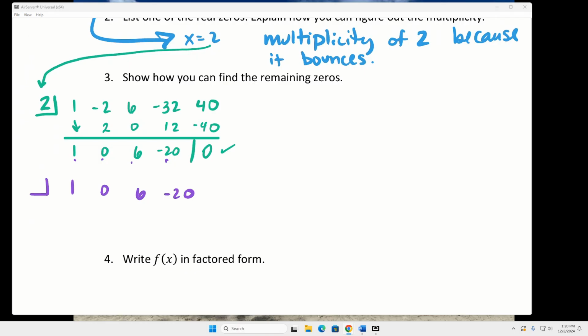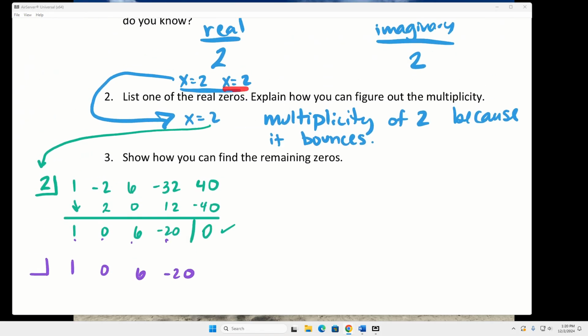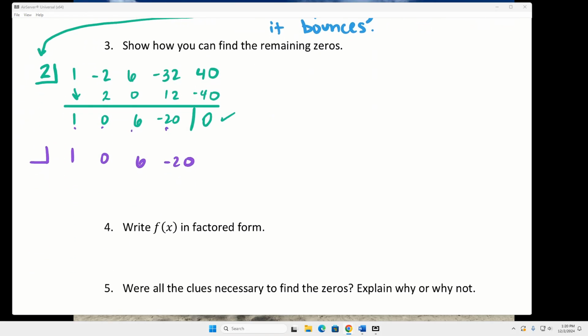This is kind of weird, but because this x equals 2 has a multiplicity of 2, I can actually do synthetic division with it again. Most of the time you get 2 different numbers for zeros, and so you'll just use the other one. So this is a kind of a unique situation. All right, so we'll bring the 1 down and then multiply and add.